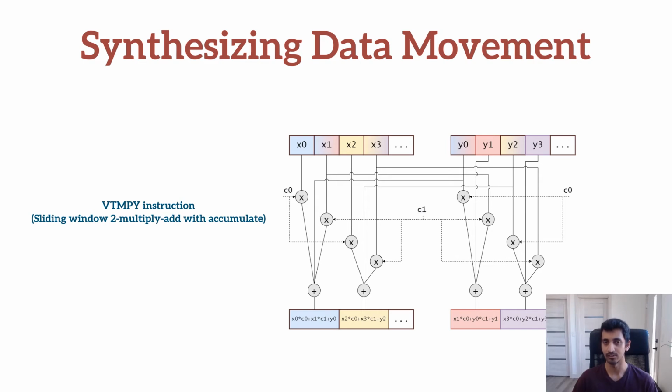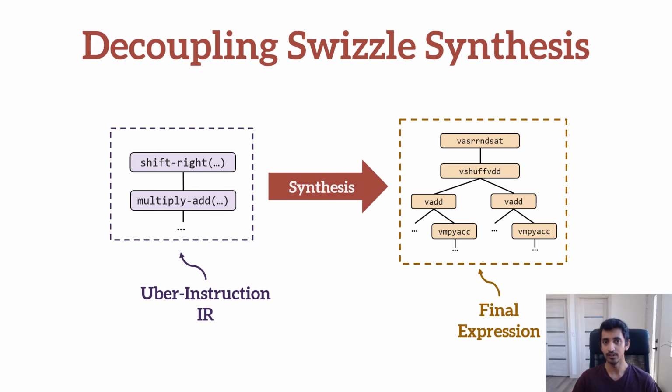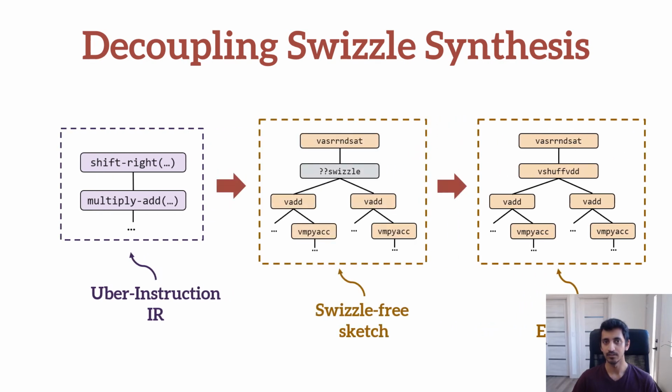Using instructions such as this one often requires swizzling either the input or the output data, sometimes both. And the increased throughput offered by these intrinsics can often justify the overhead of the introduced data movement. Therefore, during the lowering stage, Rake decouples the synthesis of computation from the synthesis of data movement. This is done by first synthesizing a swizzle-free sketch, which is a partial implementation that uses concrete intrinsics to represent the computation, such as VAdd, but uses special constructs to represent arbitrary data movement. This decoupling allows Rake to scale and explore a much richer set of implementations.